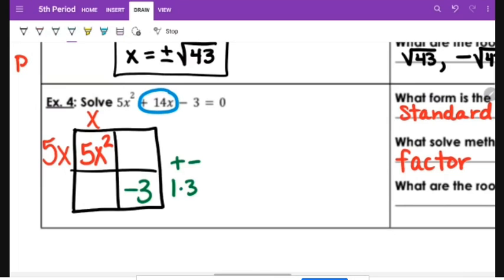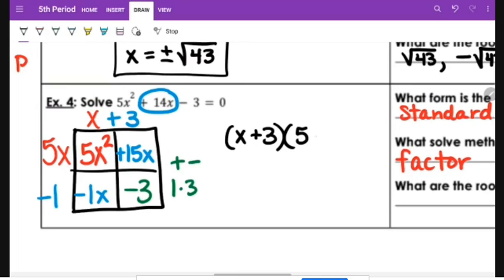That bx term, the one that made this standard form to begin with, comes from here and here. So if I want that to be a 14, you better believe I'm going to put the 3 here. That'll give me a 15x, and a 1 here, that'll give me a 1x. So now with a 15x and a 1x, I can get a 14 out of those by using a difference. So we'll have a plus and a minus. Okay, rewrite this in factored form. x plus 3 times 5x minus 1 equals 0.